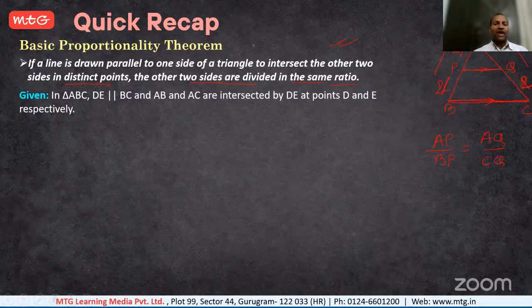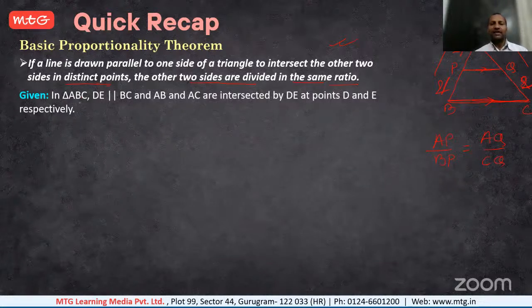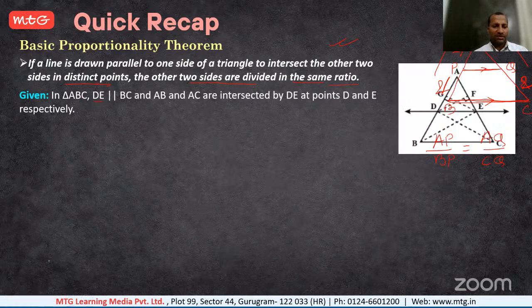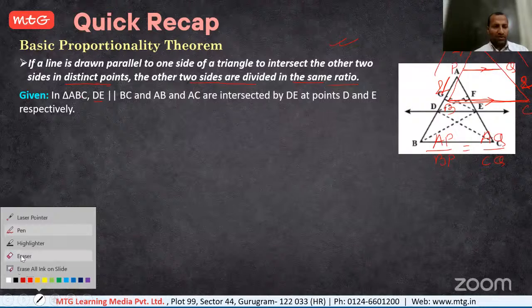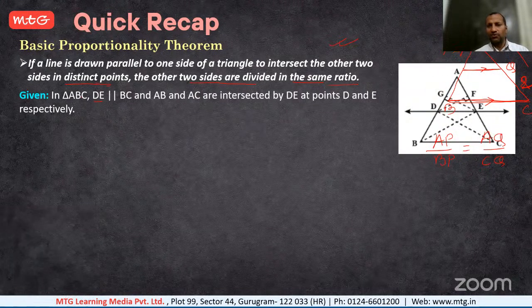Fine. So we can prove it. How can we prove it? Here we have taken triangle ABC where DE is drawn. I think the diagram is already there, so whatever I have drawn, I will just remove it.